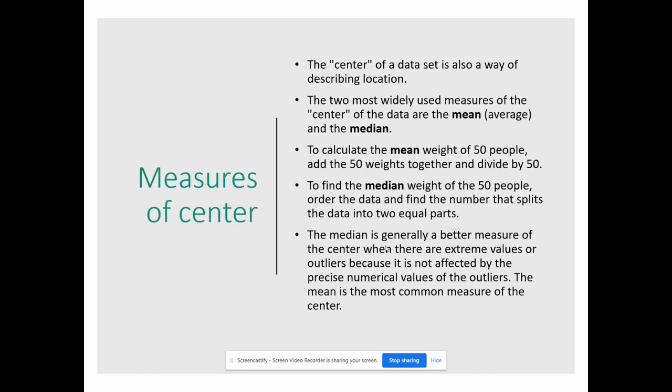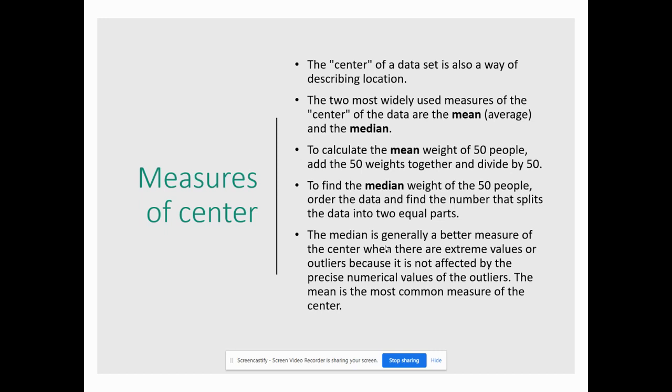Okay. Measures of center. It's the center of the data set, and it's always a way to describe the location. The two that you are going to commonly see are the mean, which you probably are all aware of, which is the average, and the median. When I talk about the mean or the average, I take a total of something and divide it by the number of items in that total. So if I want to get the average weight of 50 people, I take the weight of each person, add it together, and then divide by 50.